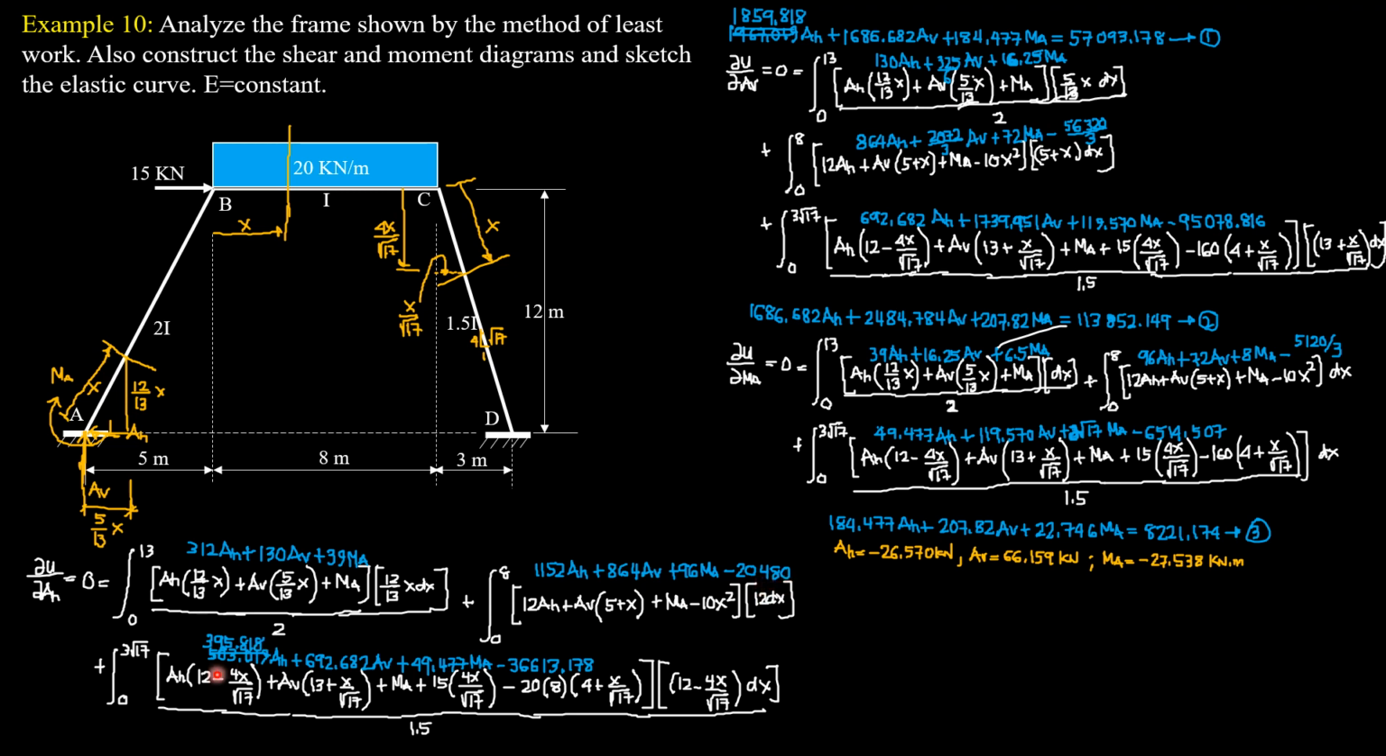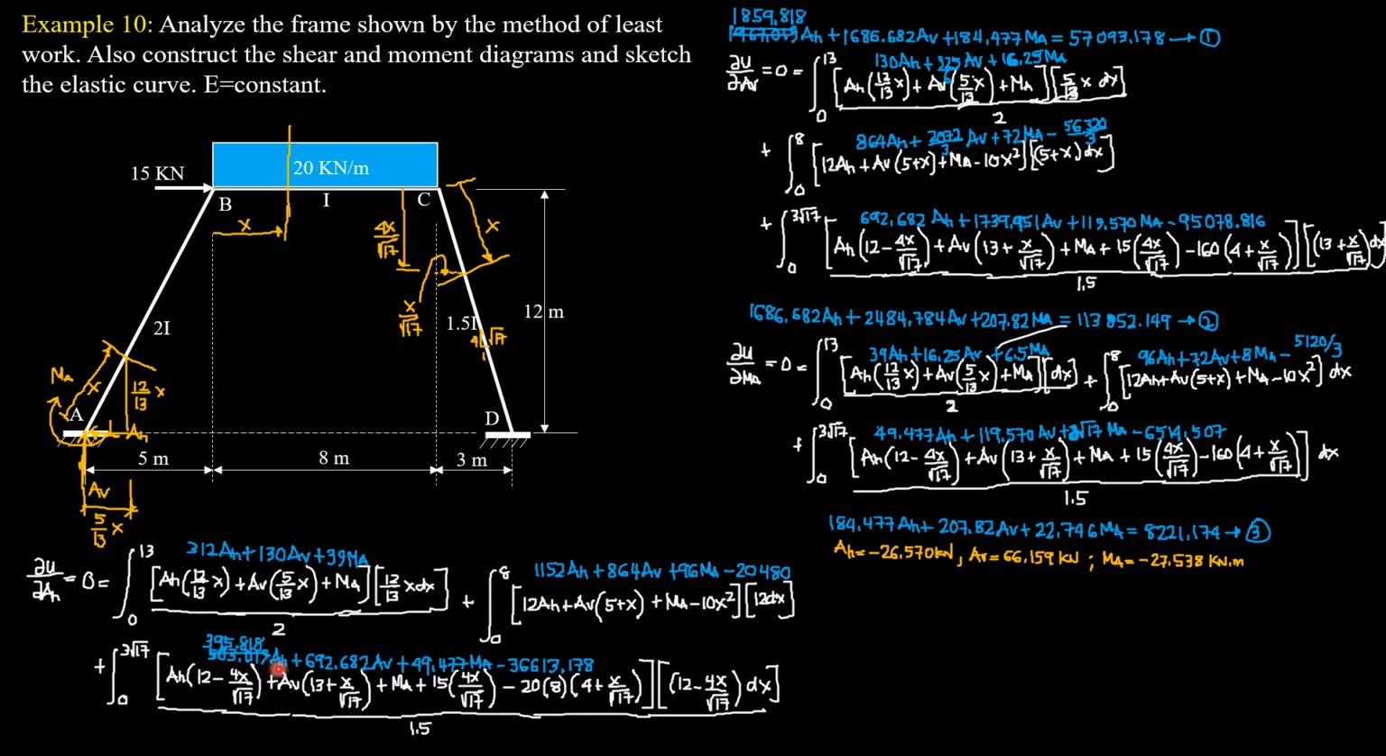For the next integral, for AH, the integral of quantity 12 minus 4x over square root of 17 times 12 minus 4x over square root of 17 dx, or simply the integral of quantity 12 minus 4x over square root of 17 squared, 0 to 3 square root of 17. By the way, the length of this member CD is square root of 3 squared plus 12 squared, that would be 3 square root of 17. That's why the limit is 3 square root of 17. The entire integral is divided by 1.5, the moment of inertia.